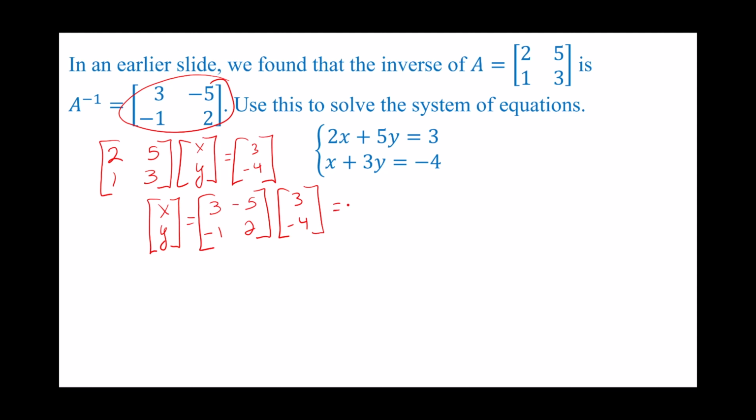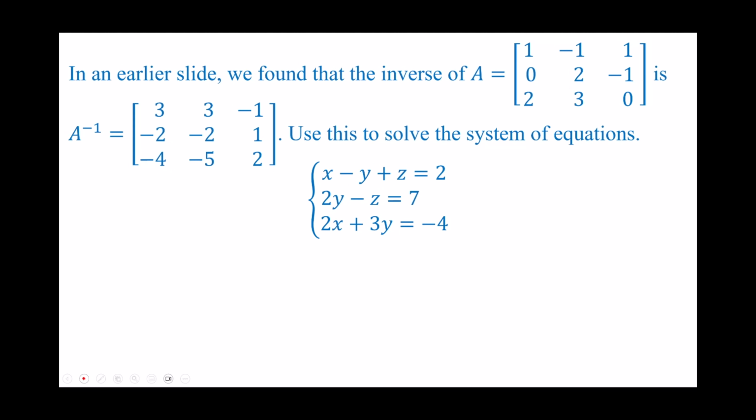So if I multiply through here, first row, first column, 3 times 3 plus negative 5 times negative 4 is 9 plus 20, which is 29. And the second row, first column, negative 3 plus negative 8 is negative 11. So the solution to this system of equations is 29, negative 11. And if we already have the inverse, this goes really quickly.